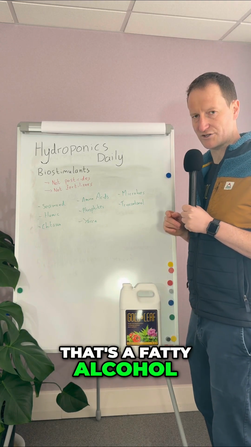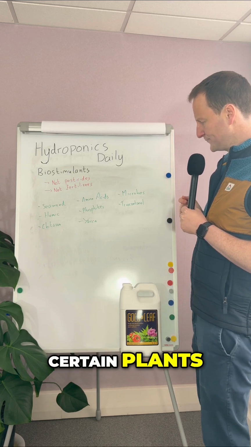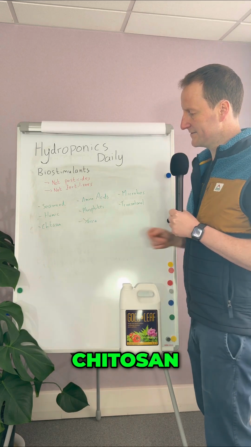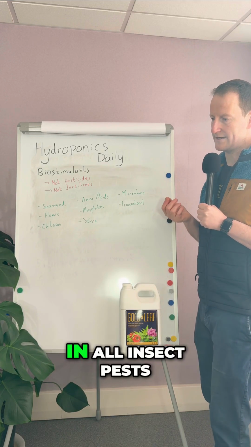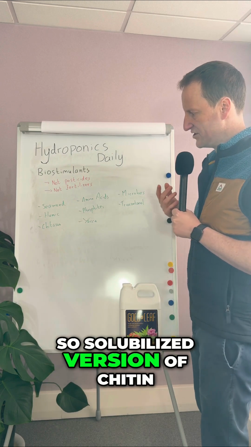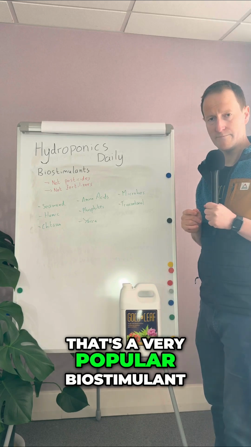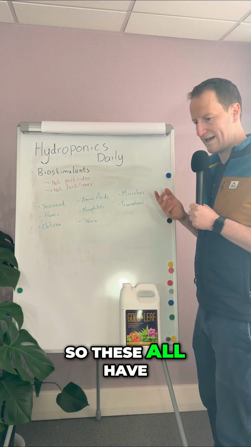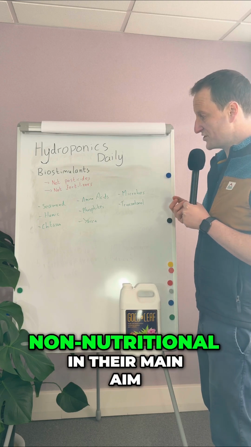Triacontanol, that's a fatty alcohol extracted from beeswax or the leaf surface of certain plants. Chitosan, that's a solubilized form of the chemical that's in all insect pests or fungal cell walls. So a solubilized version of chitin is chitosan, and yucca extract, that's a very popular biostimulant. So these all have actions that are non-nutritional in their main aim.